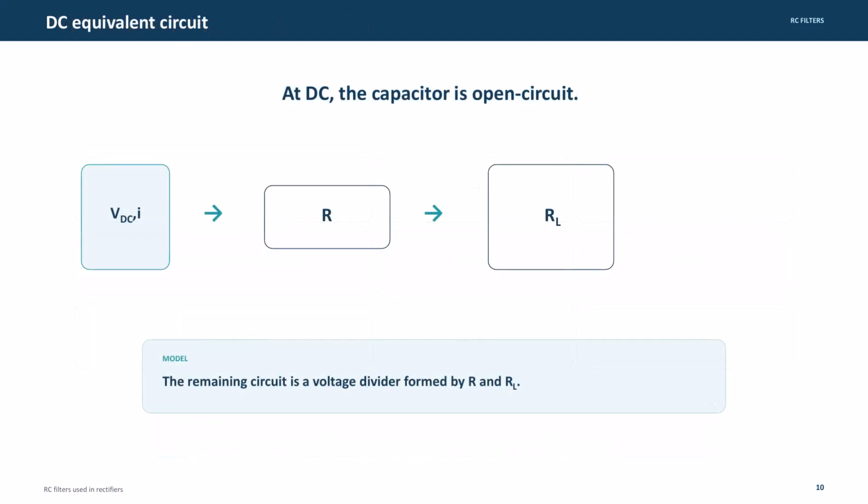For DC analysis, replace the capacitor by an open circuit. The remaining path contains the series resistor and the load resistance, so the average input voltage is divided between them.